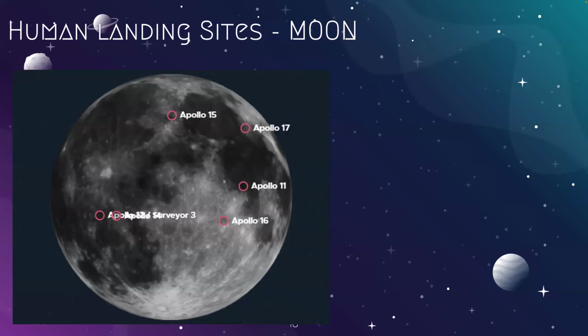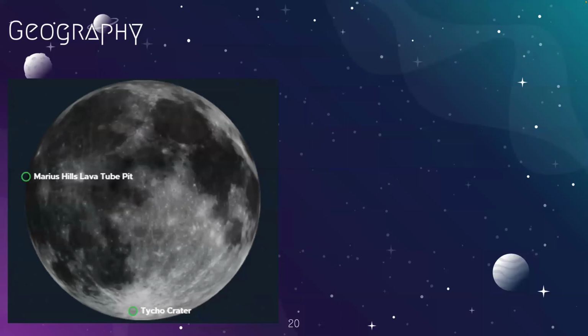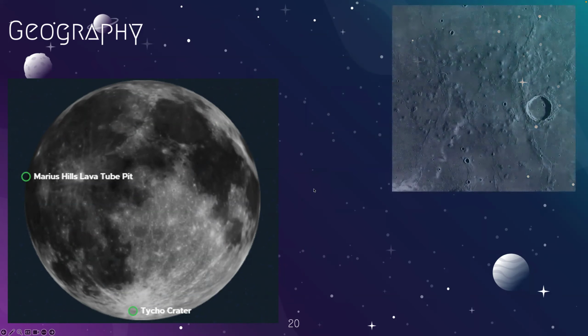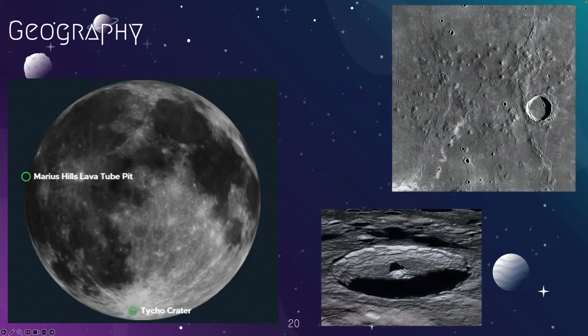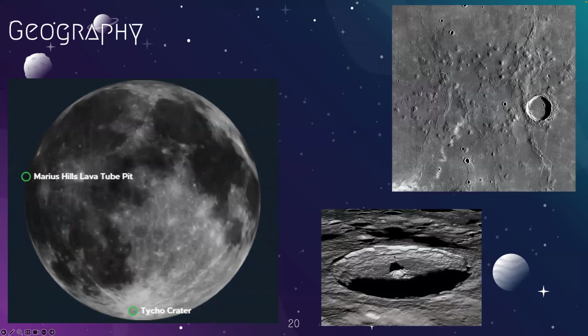Whereas there are a few other landing sites of humans, such as Apollo 15, Apollo 17, Apollo 11, Apollo 16, and so on. In addition to that, we have a few robotic landing sites. These are the few robotic landing sites. And geographically, there is a big lava tube pit over here. And that's the big crater which we can easily see with powerful binoculars.